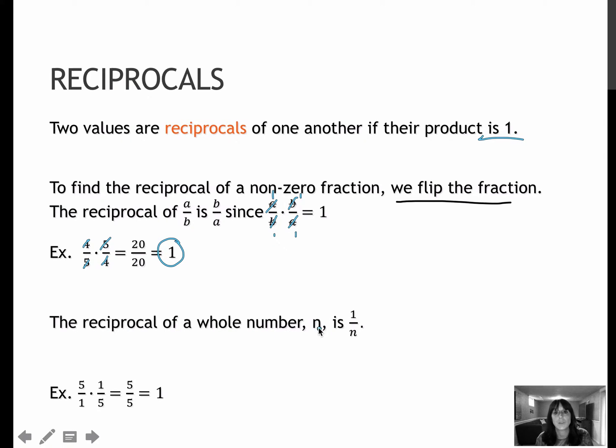The reciprocal of a whole number n is just 1 over that number, and that works because a whole number written as a fraction would just be n over 1. So, for instance, if my number is 5, then 5 over 1 is my original number. My reciprocal is 1 over 5. Again, I could reduce and end up with 1, or multiply and then reduce and end up with 1.